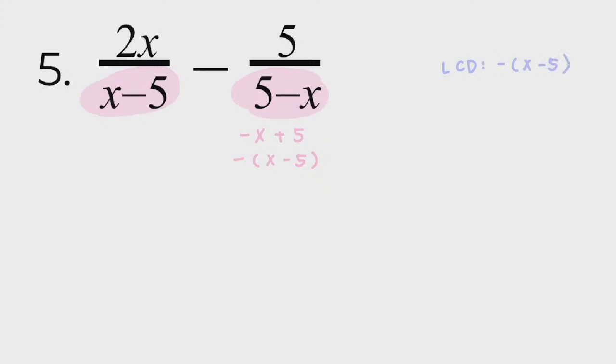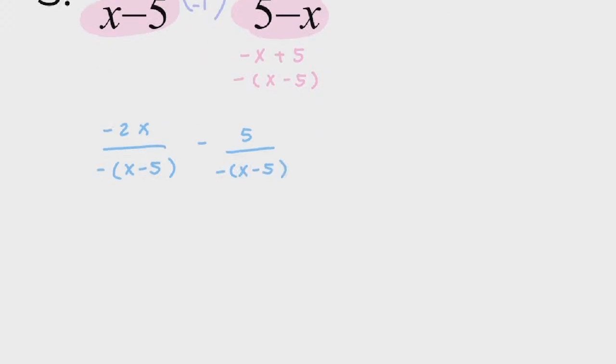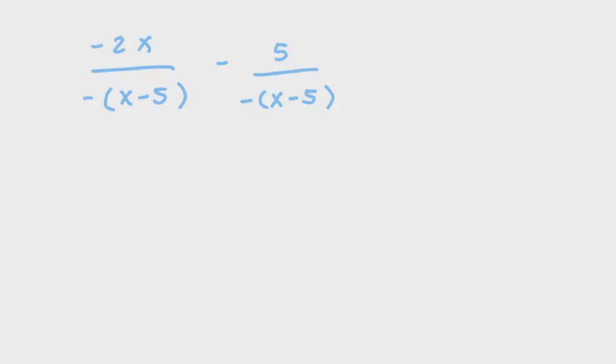So that means to the first fraction, we want to multiply by negative 1, since that's what's missing from the LCD and the original denominator, and the second fraction, we don't have to multiply anything. So next we're going to multiply. So 2x times negative 1 is negative 2x, and our denominator is going to be negative times x minus 5, minus 5 over negative times x minus 5. So then we can combine this into one fraction, and we get negative 2x minus 5 over negative times x minus 5.